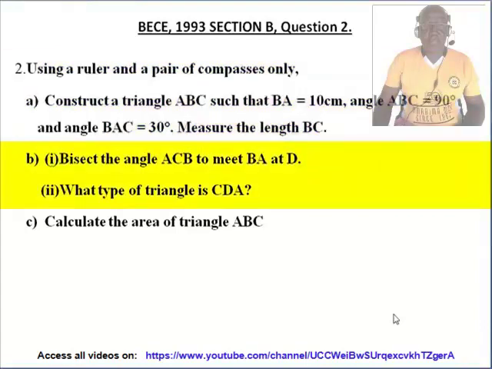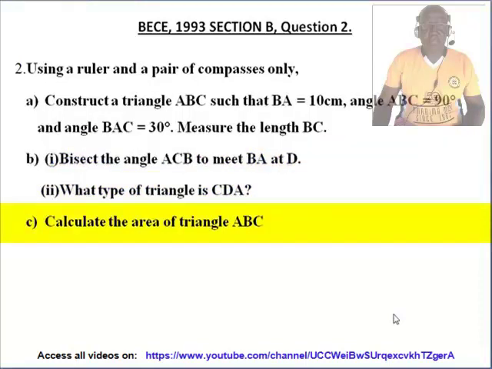2b. i. Bisect the angle ACB to meet BA at D. ii. What type of triangle is CDA? 2c. Calculate the area of triangle ABC.